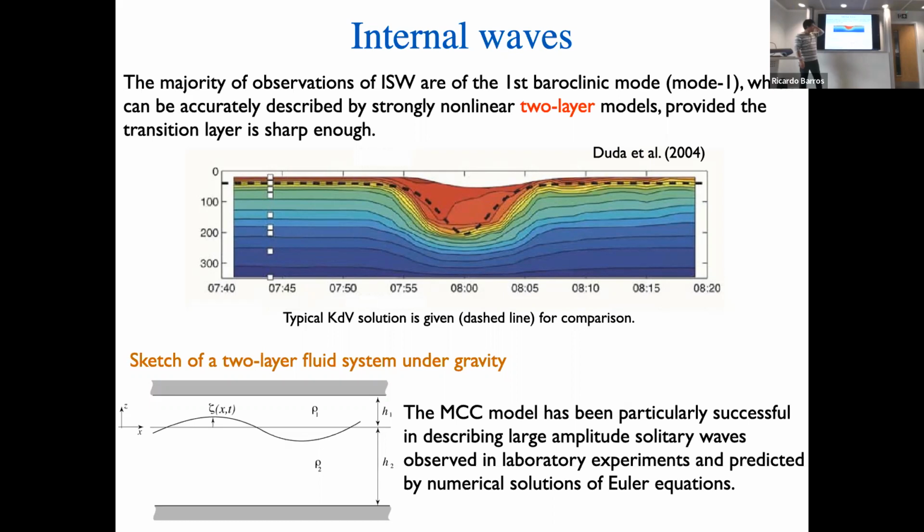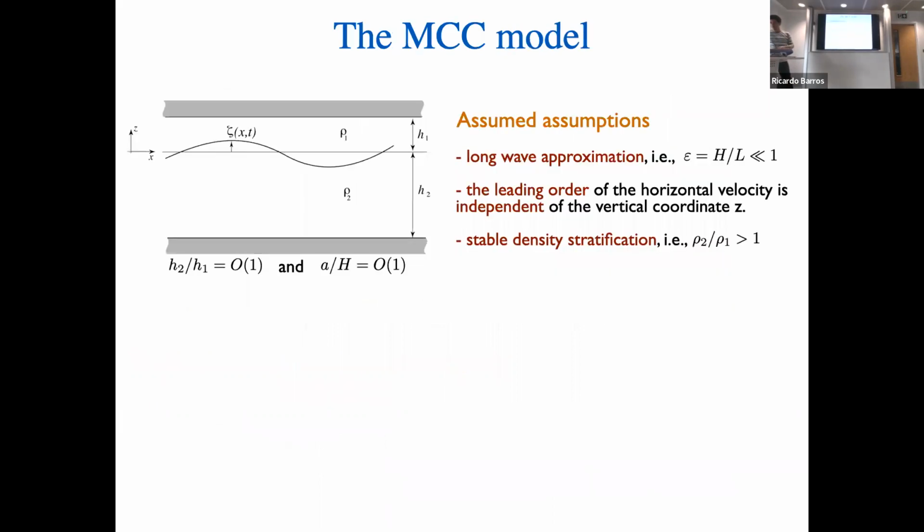The idea is that if you really want to describe large amplitude waves, this kind of weakly nonlinear description should be abandoned, and you should take into account more strongly nonlinear aspects. Perhaps the most well-known model in this category is what we call the Miyata-Choi-Camassa model. It has been very successful in describing large amplitude solitary waves, both observed in laboratory experiments, but also for the solutions of the Euler equations. Steady solutions, of course. So as far as the steady problem goes, this is really a remarkable tool.